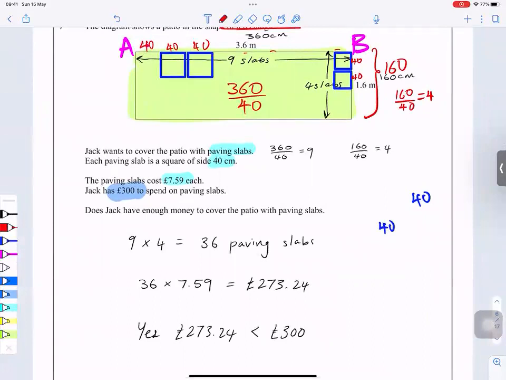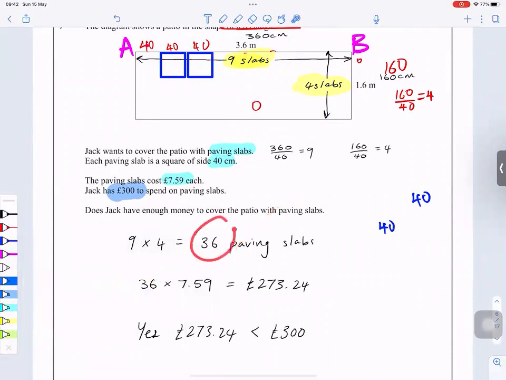So now that you know it's 9 by 4, so 9 slabs long and 4 going down, 9 times 4 gives you 36. The price for each of them is £7.59. That's not very expensive. It's cheap tiles. £7.59 times 36 gives you £273.24. And £273 is less than £300. So you have enough money.